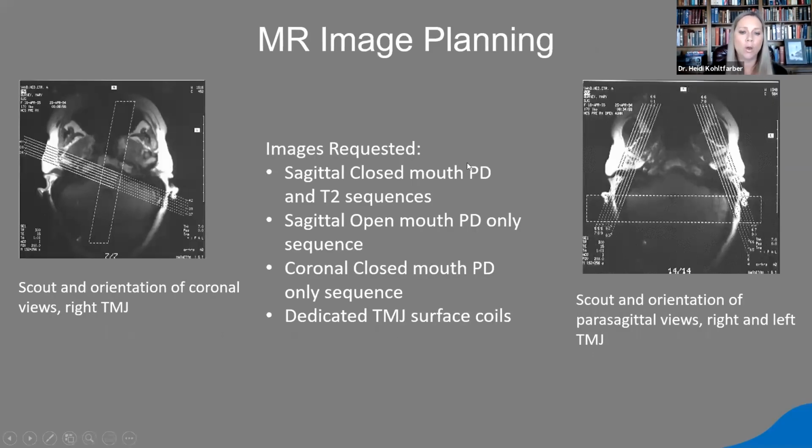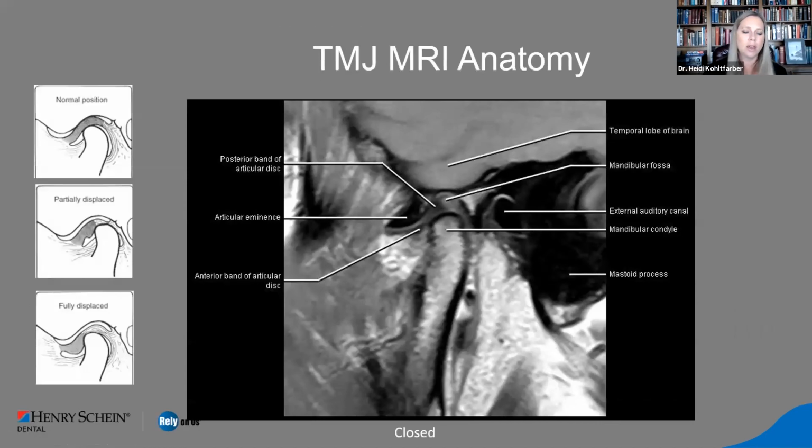What you'll want to request if you're going to send this on for MRI, we like to get a sagittal, closed, and open mouth with both proton density and T2 sequences, and then a coronal closed mouth with proton density. And what you'll get back is something that looks like this, where we have scout views. They're going to tell you the exact orientation of how they've taken it. Usually these have little numbers that correlate to the images that you have. And these are the things that we're looking for.